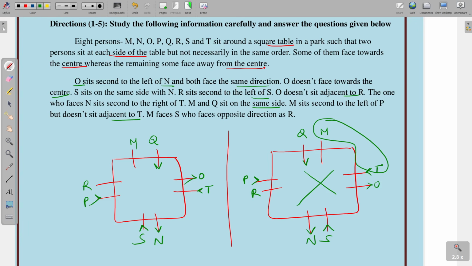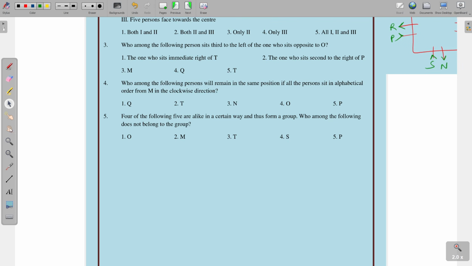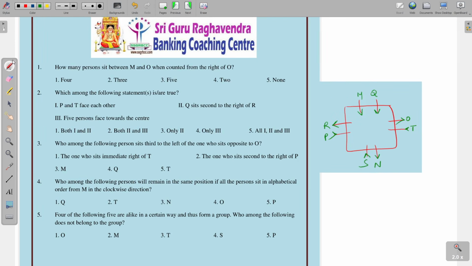M faces S, who faces opposite to R. So M is facing S and S is facing opposite to R. It means R is facing outside. So it is the final arrangement, and let us move on to the questions. So we have 5 questions.